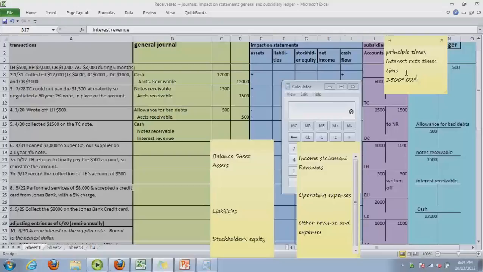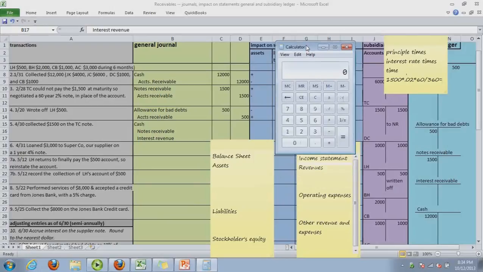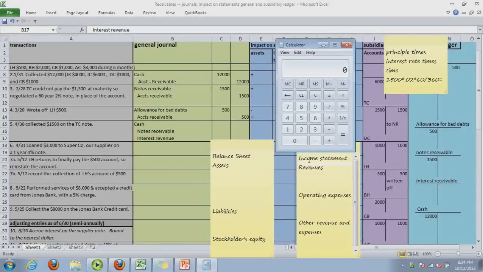And it's a 60-day note. So we've held it for 60 days. So the time is 60 days divided by 360, which is the business year, or sometimes you'll see it as 365. So it depends on whatever the bank is doing. So that's what we're trying to calculate. So if you can keep that in mind, 1,500 times 0.02 times 60 divided by 360, and it comes out to $5.